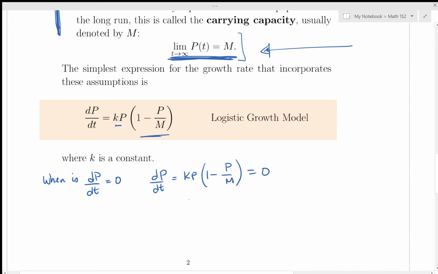And that happens when p is equal to 0 or when p is equal to m. Our model is basically telling us that if there's no people, there's no population growth. That's not that interesting, and it's actually a good thing because that totally makes sense. It's also telling us that when our population is at size m, it also stops growing, which is exactly the condition that we set up. The limit as t goes to infinity of p of t is equal to m. So our model satisfies two reasonable end conditions.